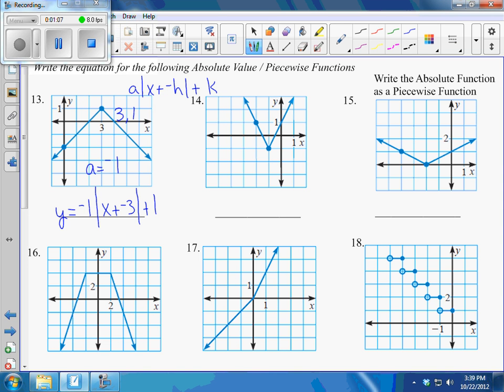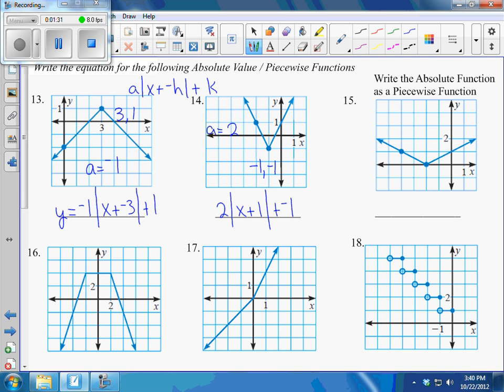And there is 13. So same idea for 14. First I'm going to establish the vertex, which is negative 1, negative 1. My a is a positive number because it's a regular v, and my slope is up 2 over 1. So here goes the equation. 2 absolute value bars, x plus the opposite of h, so I'll use 1. And then close my bars and plus negative 1, k as is.